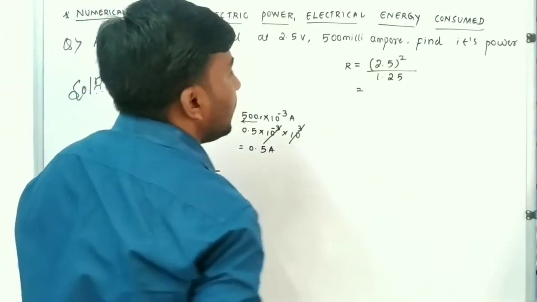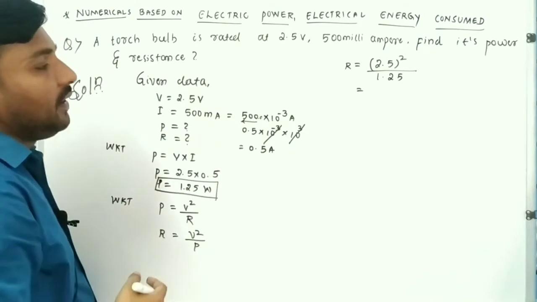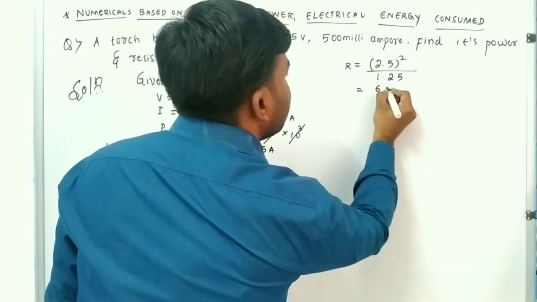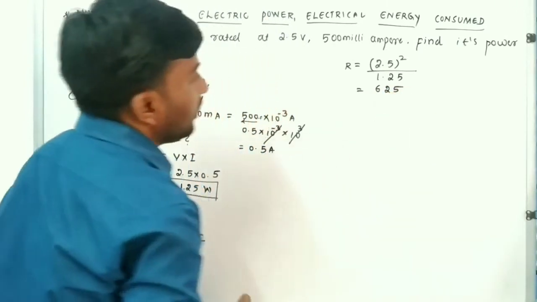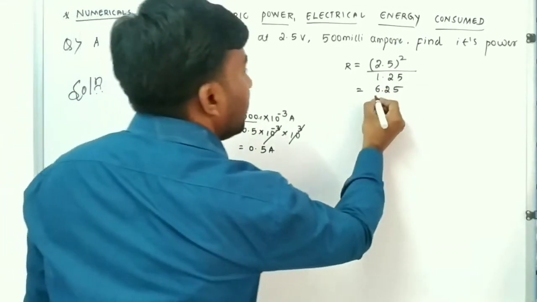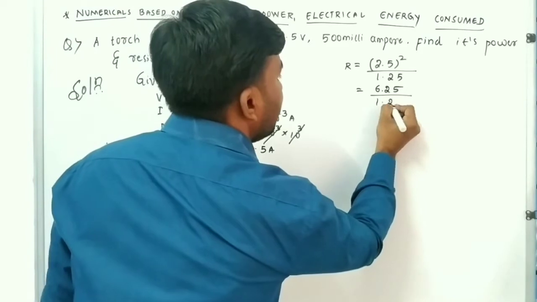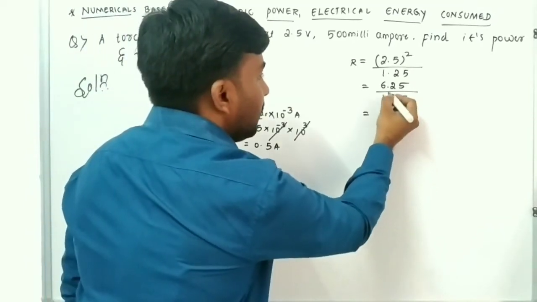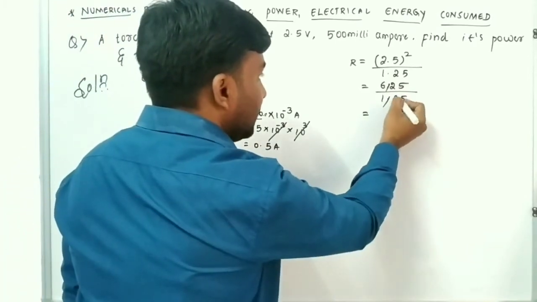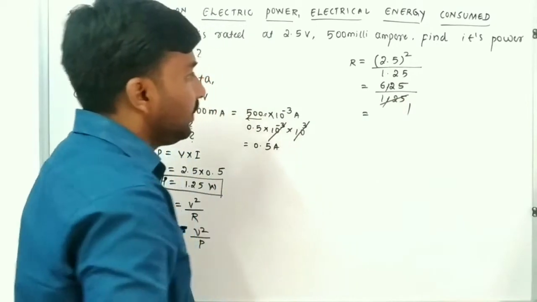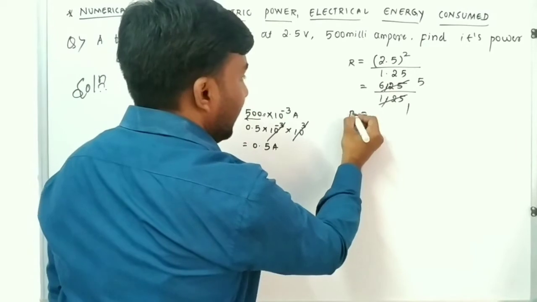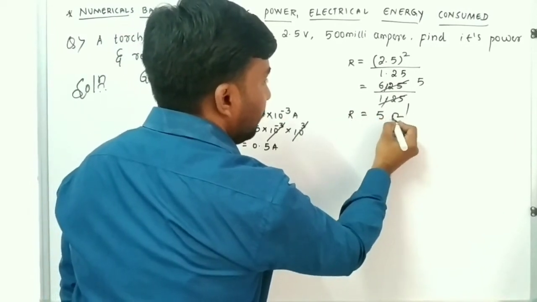So this is equal to, now you can simplify this one. It is 6.25 divided by 1.25. Cut these 2 points. Now you will get 125 ones are 125, 125 5s are 625. Therefore resistance is 5 ohm.